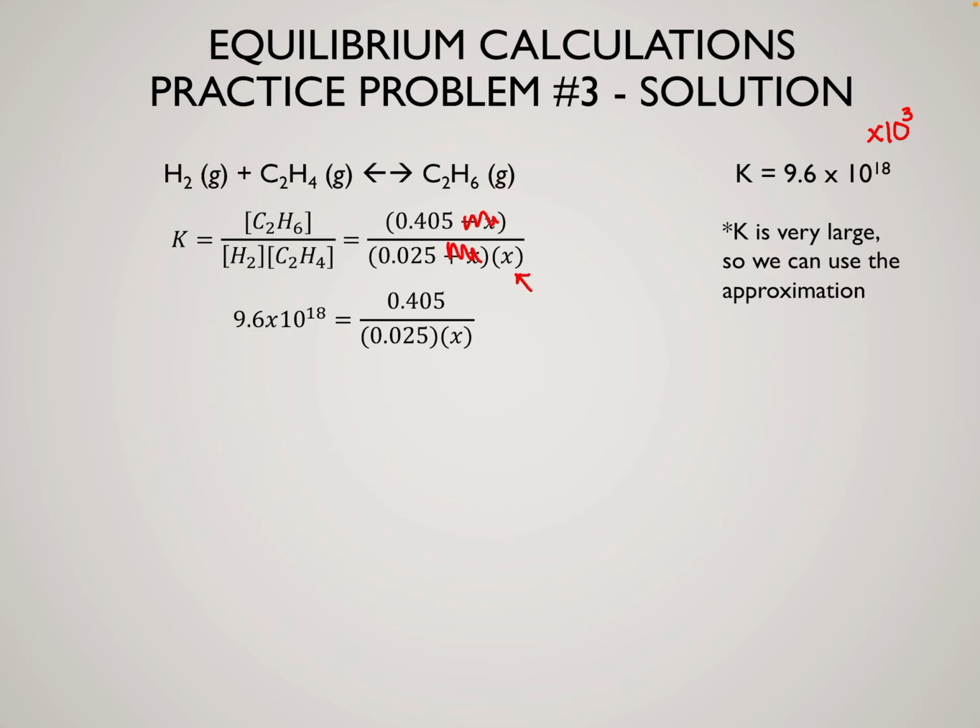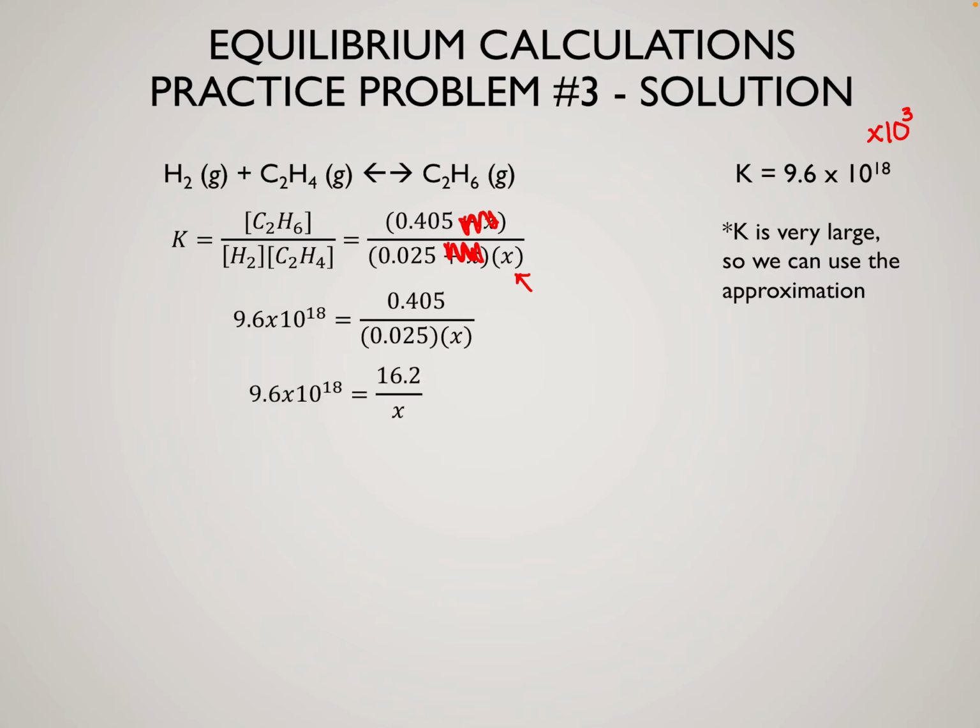Remember, you can't get rid of this x because our initial concentration was 0. So compared to 0, anything is not negligible, right? Anything is important. So we can't get rid of that x. That's the one that's got to stay. Just the changes in concentration we can get rid of. So now we can go through and start solving for x.